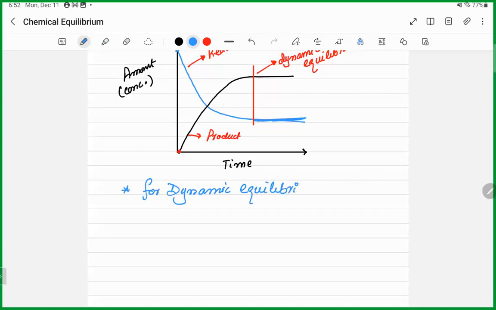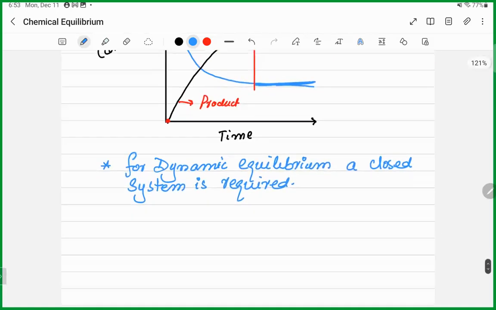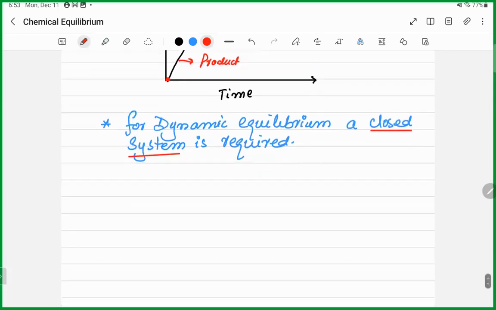a closed system is required. इसका क्या मतलब हुआ? Means if you are constantly adding reactant, varying the temperature, pressure, then you won't be able to get the dynamic equilibrium. Dynamic equilibrium के लिए the system must be closed. Nothing should be going in, nothing should be coming out of the system. ठीक है?